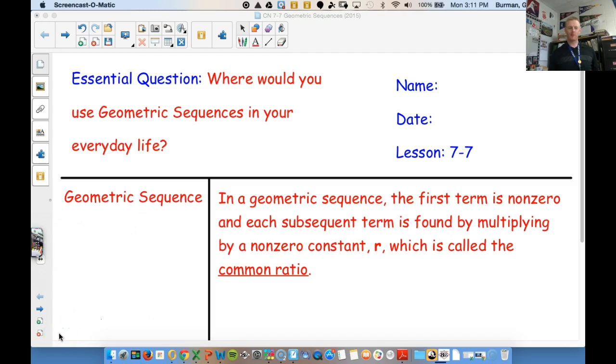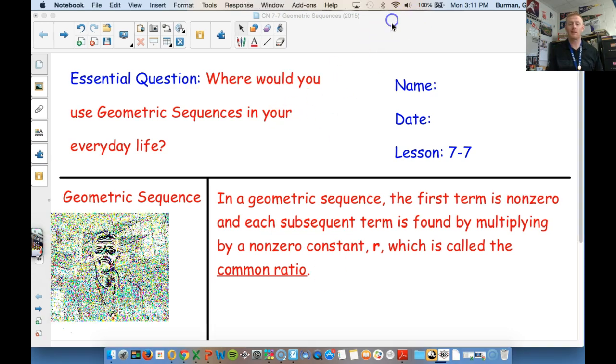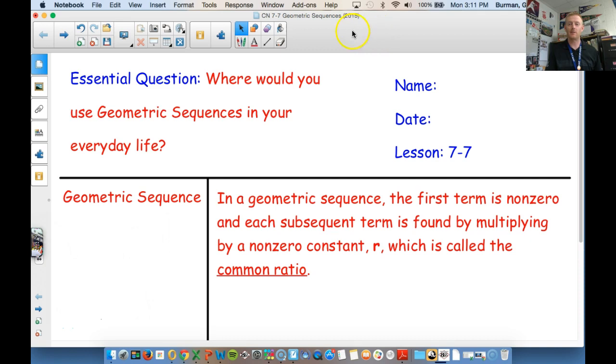All right, boys and girls, we're talking about 7-7 today. The lesson's all about geometric sequences. This is a different type of sequence. In the past, we've talked about things called arithmetic sequences, and we'll show you the difference between those two things with this lesson, since we asked you guys to pay attention. So here's the information.